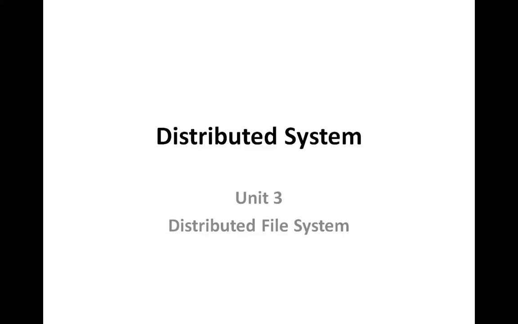Now, the distributed file system typically provides two types of services, the file service as well as the directory service. And these services are implemented by the file server and the directory server. These servers are distributed over the network. These two servers can be implemented as a single server, or they may be different.